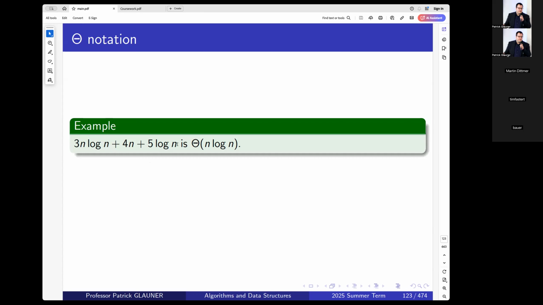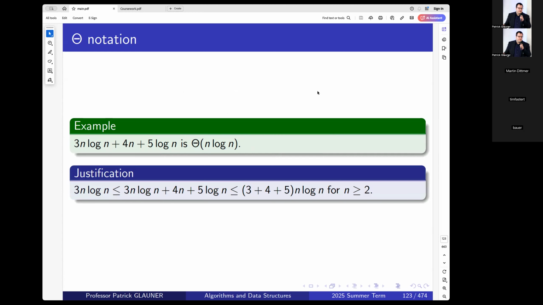There's also an example here as something like 3n log n plus 4n plus 5 log n. And this is actually theta of n log n. First of all, you would maybe think, well, there's a lower boundary and this is the upper one. But it turns out you can mathematically show that this term here is theta of n log n.